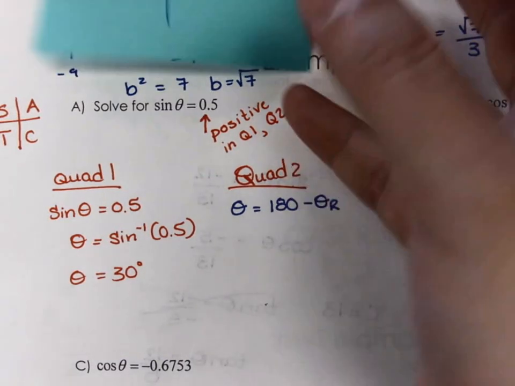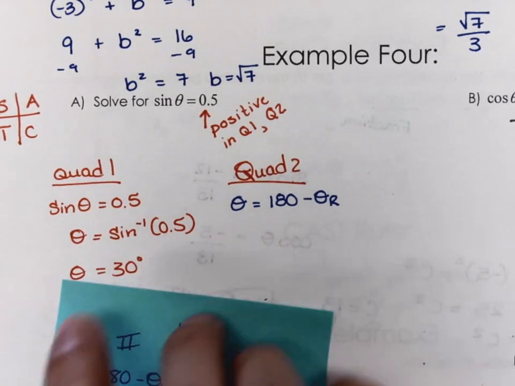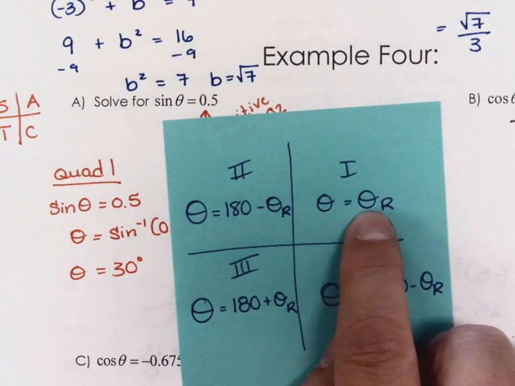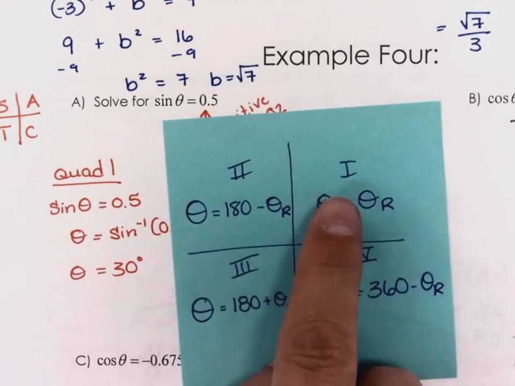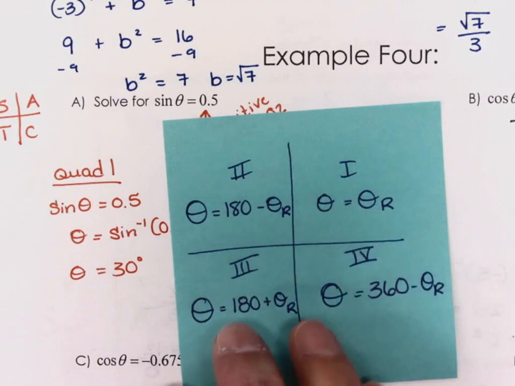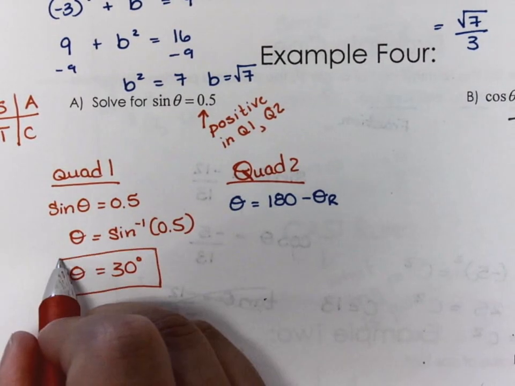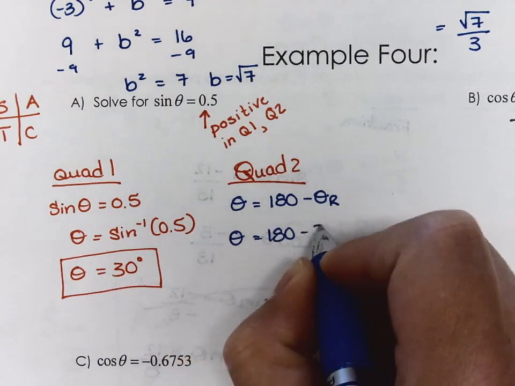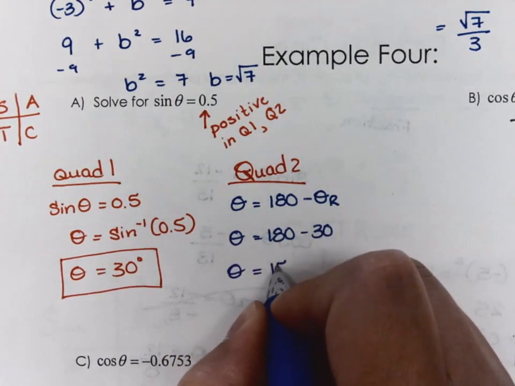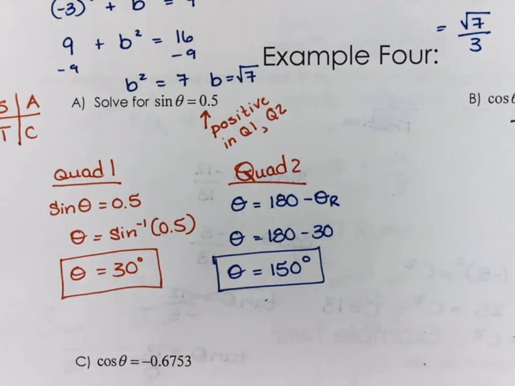And the answer to that is no, because what do you know about quadrant 1? In quadrant 1, theta is theta reference. So you actually already have the reference angle. You already have it. You found it. Because if you found it for quadrant 1, it is the reference angle. So you can just go ahead and use that for quadrant 2. So here's one of my answers. And then I'm going to say 180 minus 30 is 150 degrees. That's my second answer. You need both of those answers to get full marks for a question.